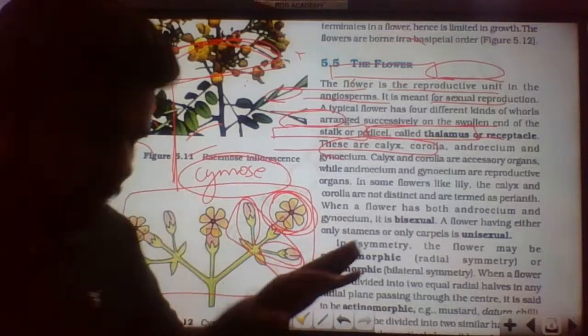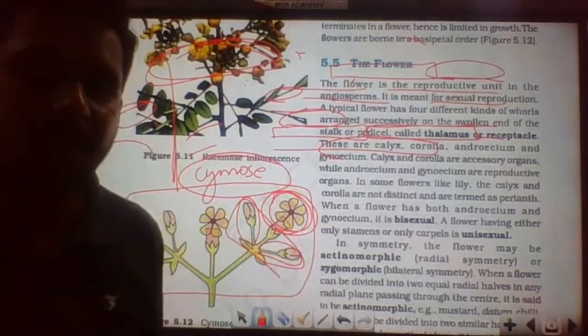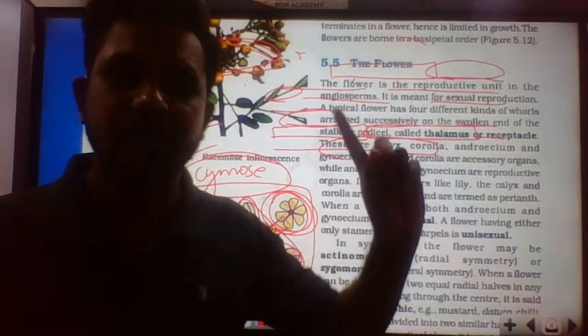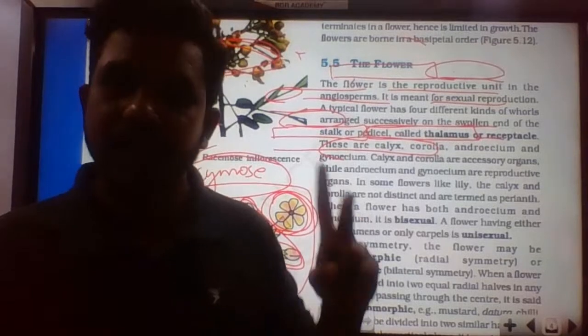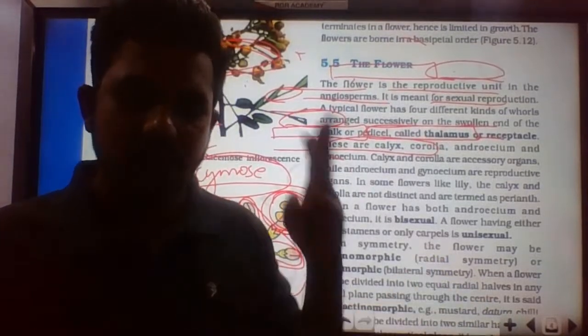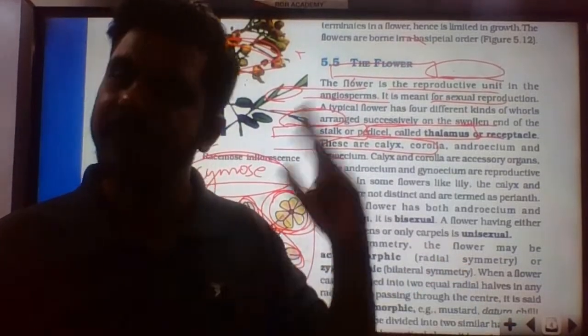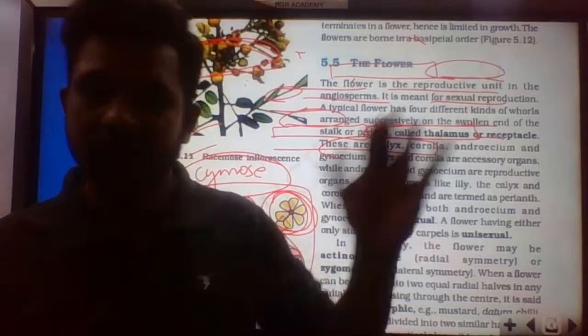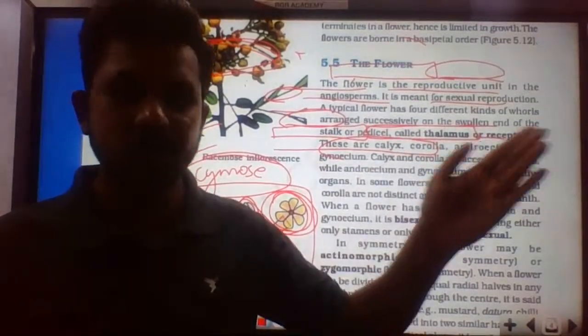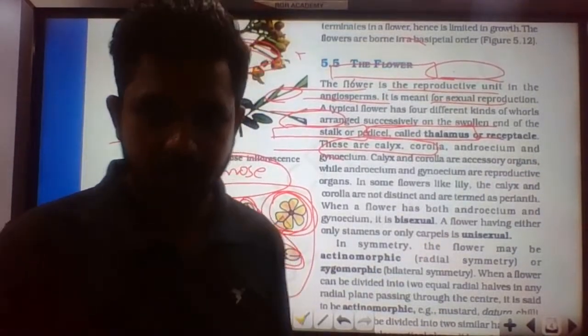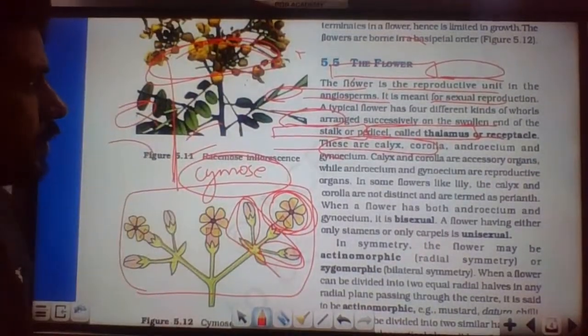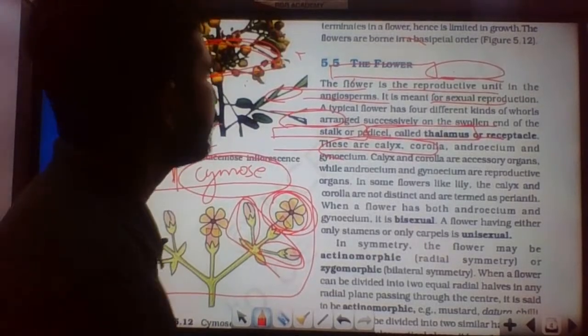In studying inflorescence, three important points should be noted. The first one is the types of inflorescence, the second one is the characteristic features of racemose, and the third one is the characteristic features of cymose. Remember which has limited growth, which has continuous growth, which has acropetal order, and which has basipetal order. Right. So the next topic is flower.